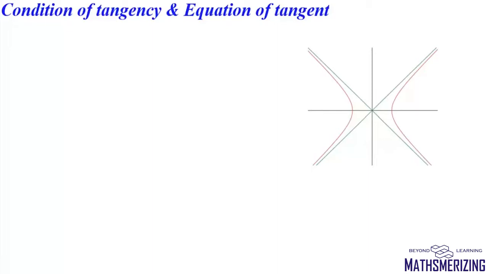In this video, we'll be studying condition of tangency and equation of tangent to hyperbola. Now suppose the equation of hyperbola is x square upon a square minus y square upon b square equals 1, and then we have a line whose equation is y equals mx plus c. Now we need to find the value of c so that this line is a tangent to this hyperbola.